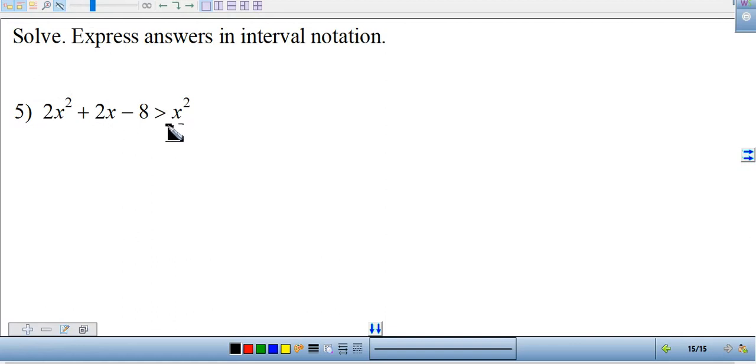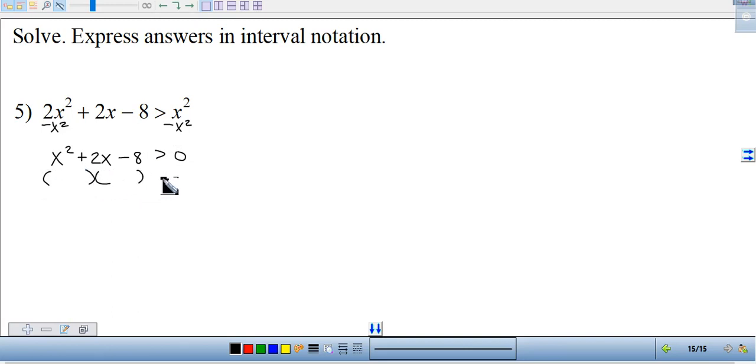The first thing I'll do is subtract x squared and bring it over here to the left so I can combine it with the other x squared term. That gives me x squared plus 2x minus 8 is greater than 0. For right now, I'm not really going to focus on this greater than. I want to focus on factoring this and solving this part, and then I'll come back to the inequality.